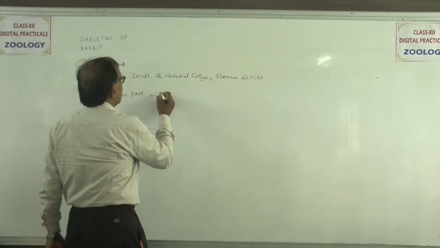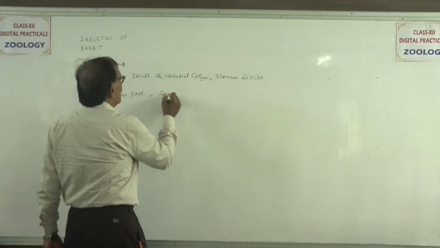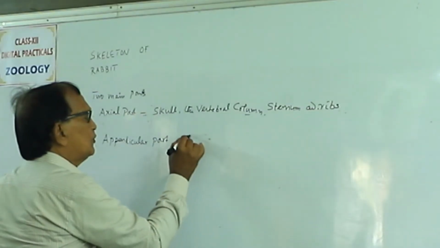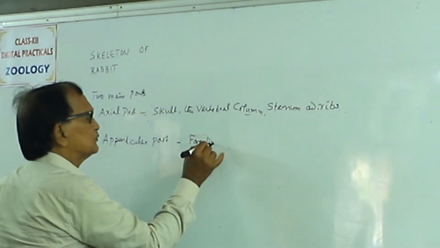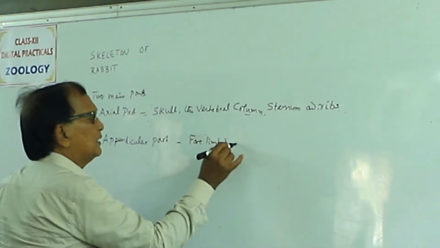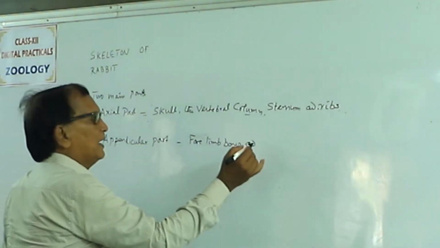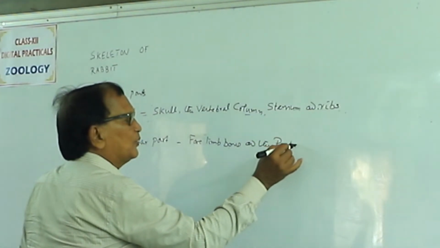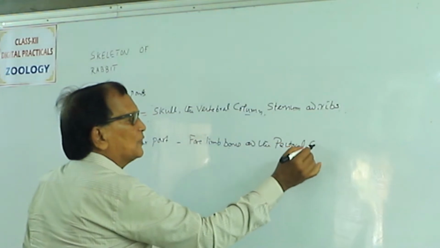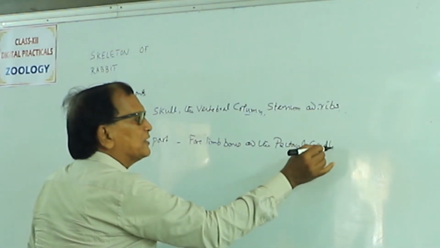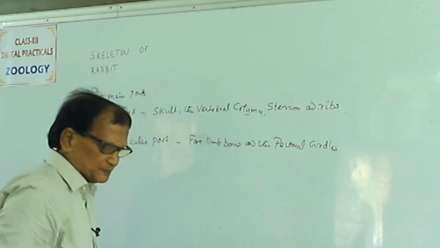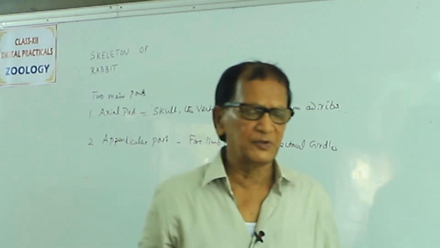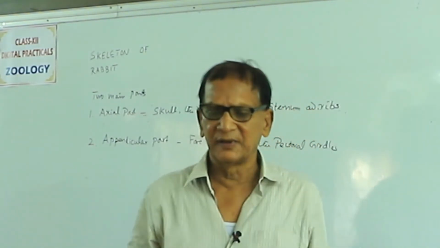comprises the forelimb bones and the pectoral girdle, the corresponding girdle. Now what are these girdles? Two girdles are present in the body of any vertebrate. Say we are dealing with the rabbit.